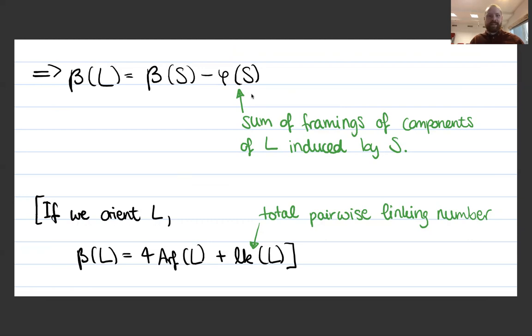So in the case of a link, I didn't mention this, but to take the Arf invariant of a link, you need to orient your link. And it doesn't matter if you reverse all of the orientations of your components, but if you just change one orientation of one component, it's a little bit erratic. And exactly how erratic it is is this formula here. So if you choose an orientation for L, this is the relationship between the Brown invariant and the Arf invariant, and it tells you how the Arf invariant changes if you change single orientations of your components.